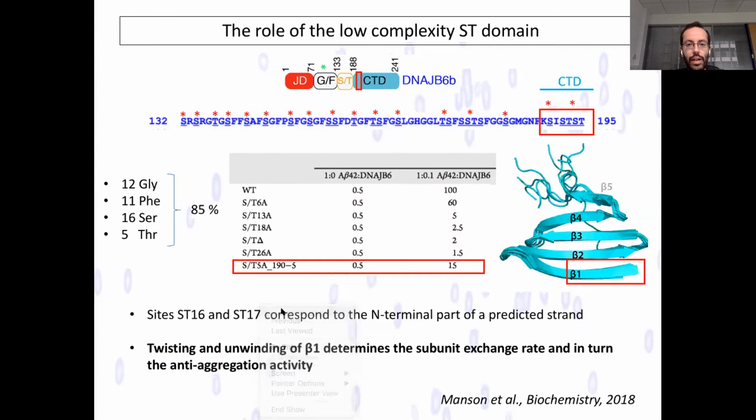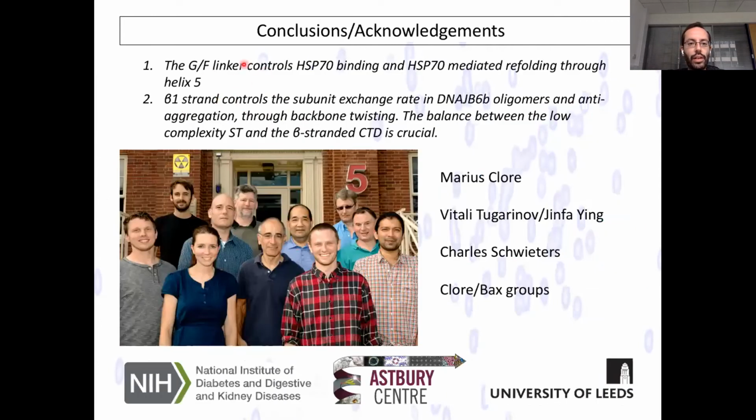So just to summarize, we've shown that this GF linker through helix 5 controls HB70 binding, and the B1 twisting and unwinding is the source of subunit exchange in DNAJB6 oligomers. Although we have to use some truncation constructs, and we have to see what's going on when we include larger parts of the protein, if this hypothesis holds. And this is the work I did when I was in Marius' group at NIH. Now I'm in the Astbury Centre in the UK. And thank you for your attention.